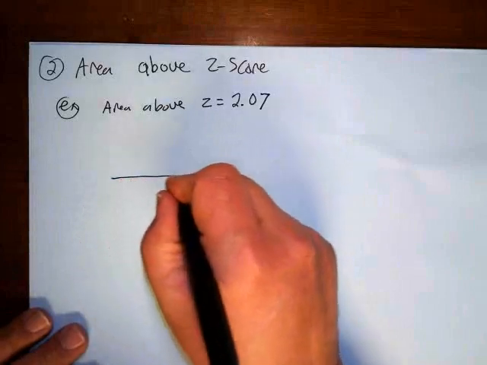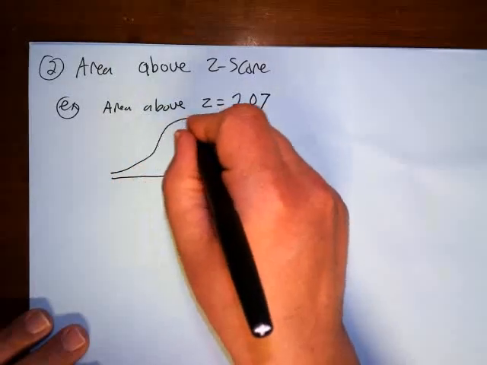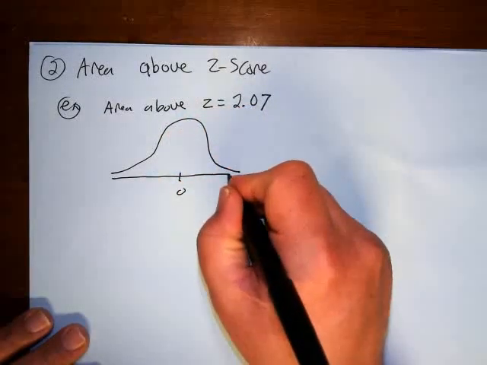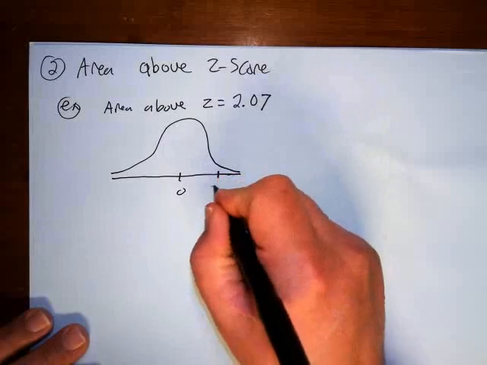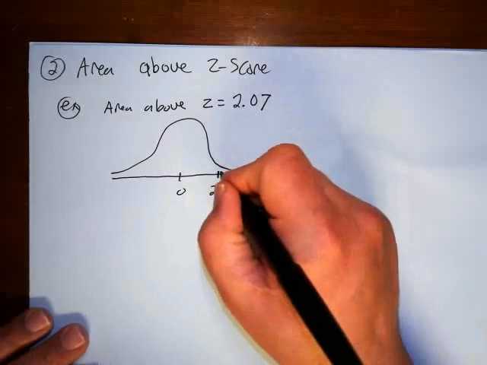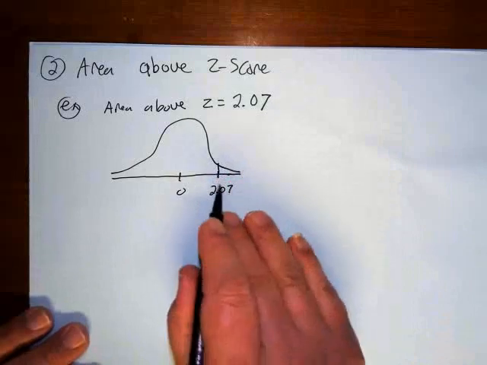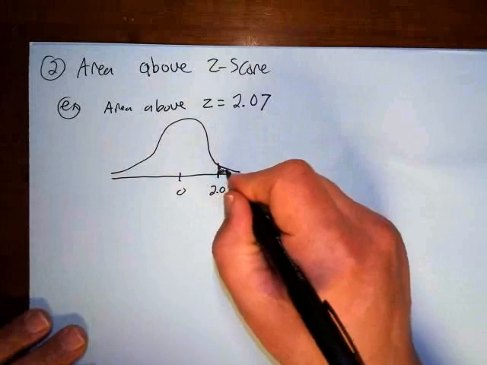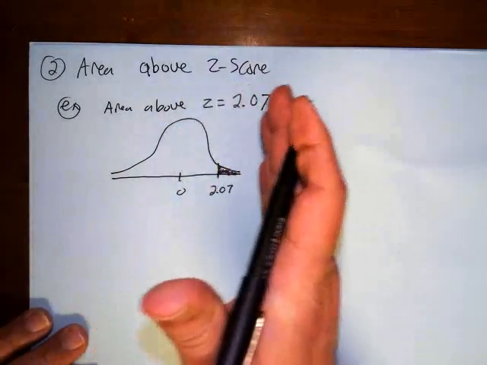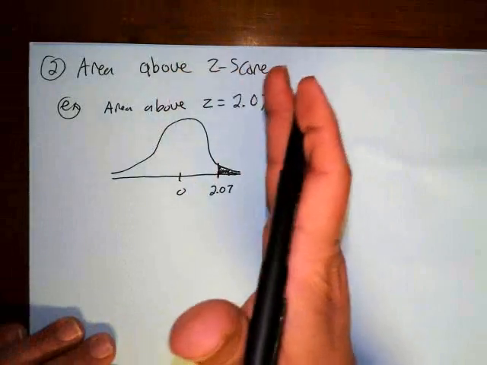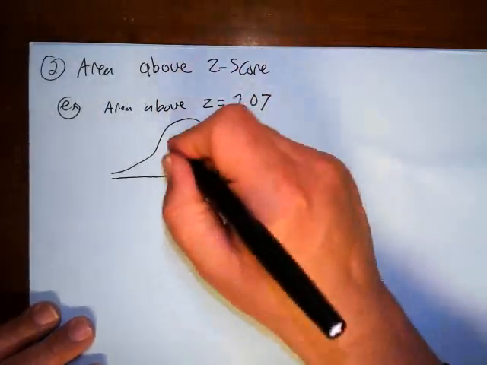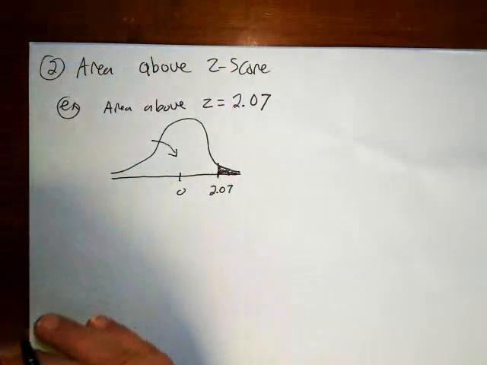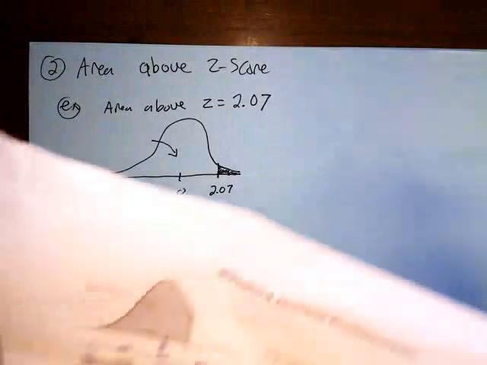Well, draw out your curve, 0 in the center. 2.07 is a little more than 2 standard deviations above the mean, so this doesn't have to be perfect, but something like that, and it's above the mean. And then I want the area above that, so I'm going to shade this side now. These are the values that are above. So now when I look this up, it's going to give me this area, and that's not the area I want. That's the area below. But we need to find that first, so let's find that.